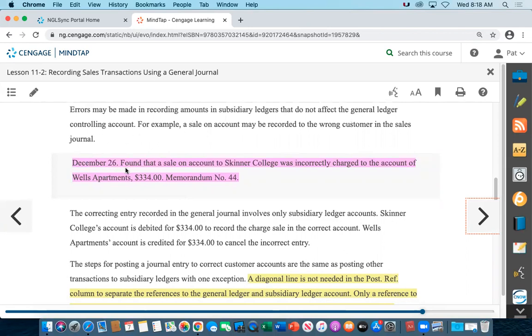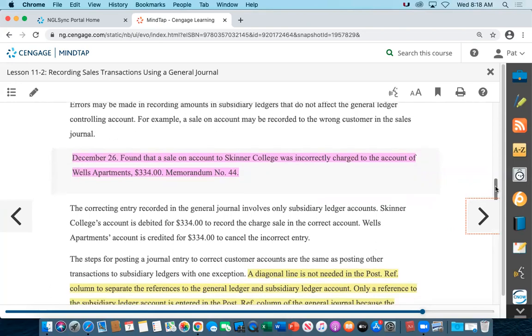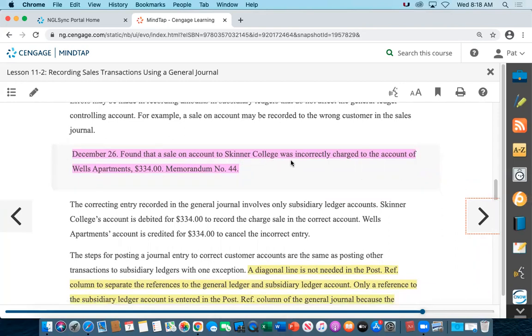For example, they have one on December 26th. They found a sale on account to Skinner College that was incorrectly charged to Wells Apartments. So what we're basically saying is the sale on account to Skinner College was incorrectly charged to Wells. So what we need to do is make sure Skinner College actually gets charged. And then whatever we did to Wells, we have to do the opposite.